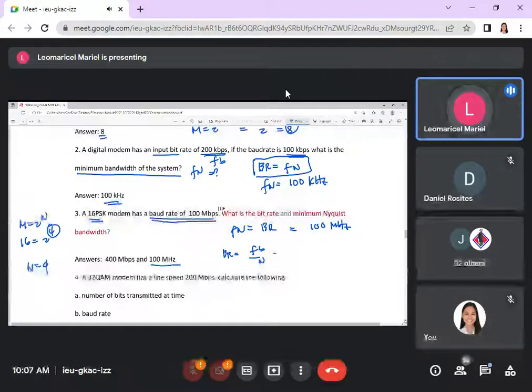Ngayon, if you have here a baud rate, baud rate ang binigay, 100 kbps. So, pwede mo sabihin your fb is equals to n times baud rate.